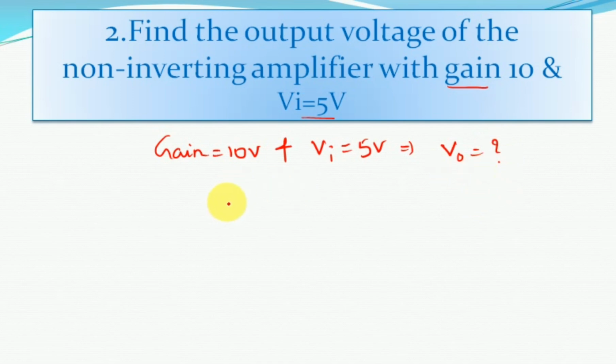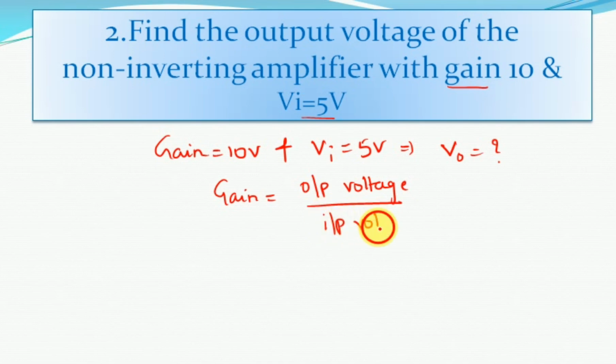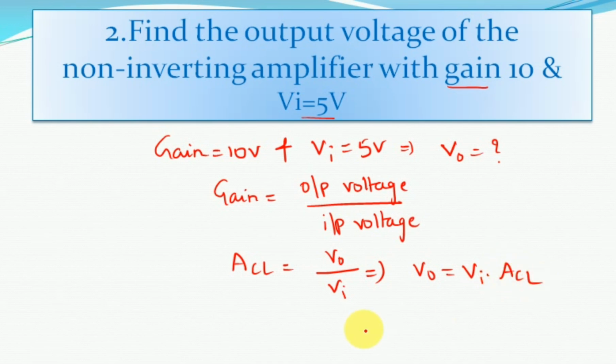Simply from the basic definition of gain, the gain is the ratio of output voltage to the input voltage. So I can write the gain of a non-inverting amplifier, which is a closed loop gain, ACL equal to V0 by Vi, which implies V0 is equal to Vi into ACL. Given that Vi is 5 volts and ACL is 10, the value of V0 is 5 into 10, which is equal to 50 volts.